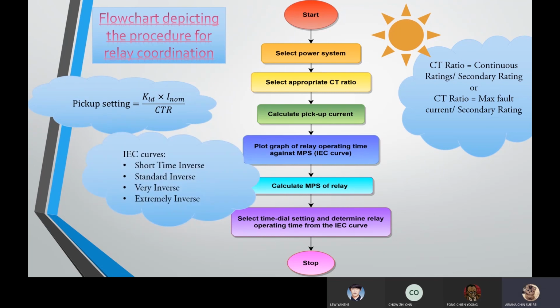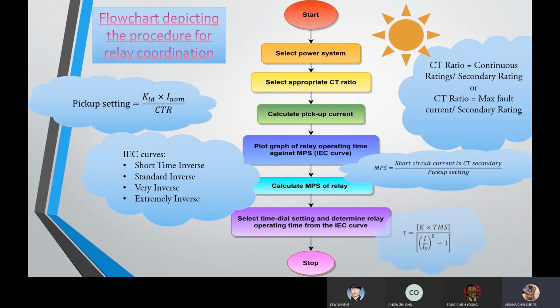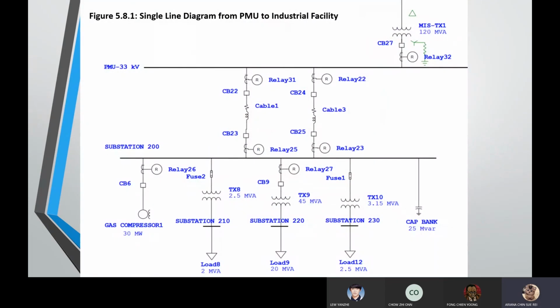Fourth, we have to plot the graph of relay operating time against MPS. MPS is short for multiple pickup setting. It's also known as pickup setting multiplier. The IEC curve consists of 4 types of graphs, which are short time inverse, standard inverse, very inverse, and extremely inverse. After calculating the MPS of the relay, we can determine the time dial setting and the relay operating time from the IEC curve. This diagram shows the single line diagram between PMU to industrial facility.